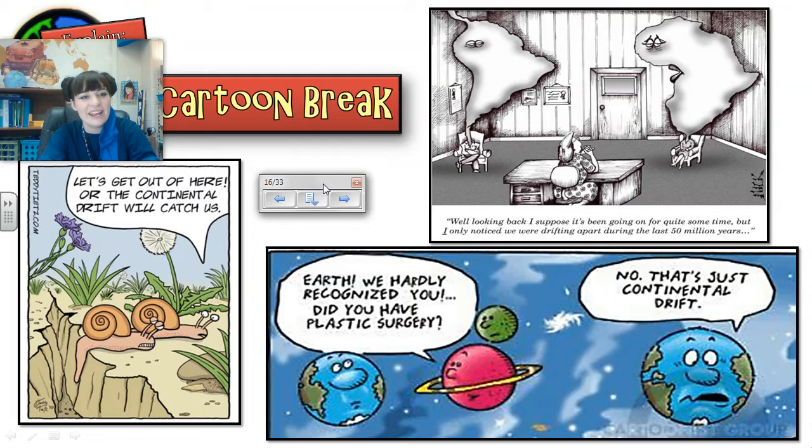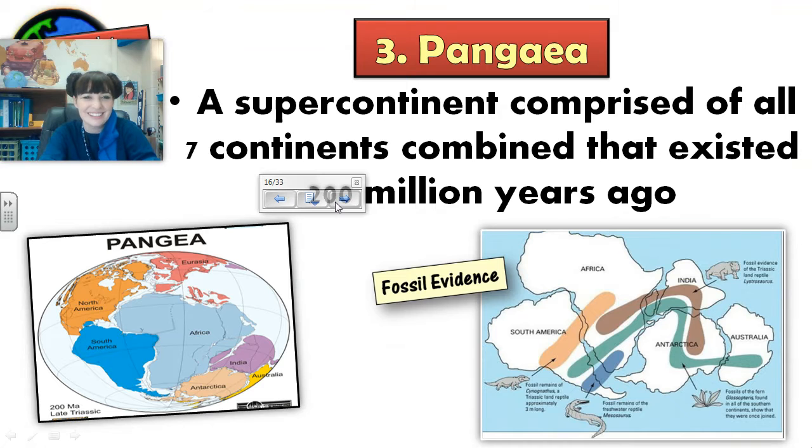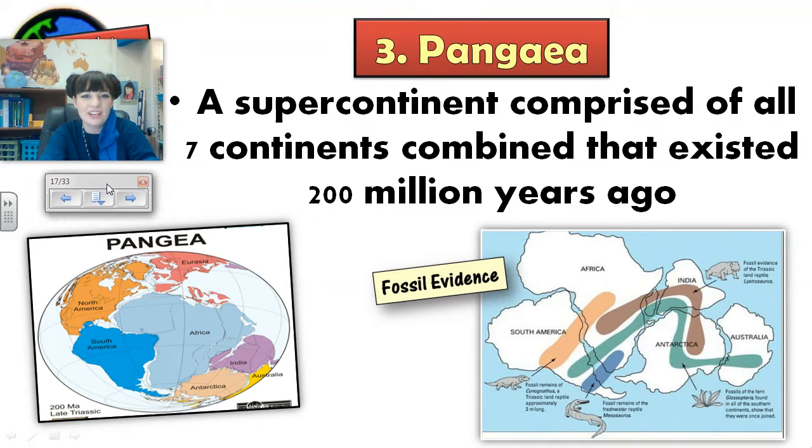Let's get out of here, or the continental drift will catch us. It's funny because it takes millions of years. Pangea was a supercontinent comprised of all 7 continents combined that existed 245-ish million years ago. We have fossil evidence of it. We learned about this yesterday.